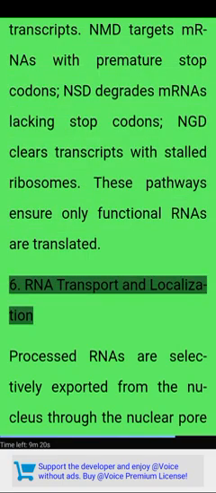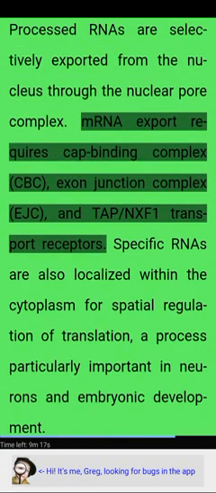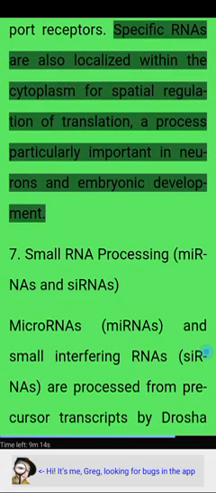6. RNA transport and localization. Processed RNAs are selectively exported from the nucleus through the nuclear pore complex. mRNA export requires the cap binding complex, CBC, exon junction complex, EJC, and TAP-NXF1 transport receptors. Specific RNAs are also localized within the cytoplasm for spatial regulation of translation, a process particularly important in neurons and embryonic development.